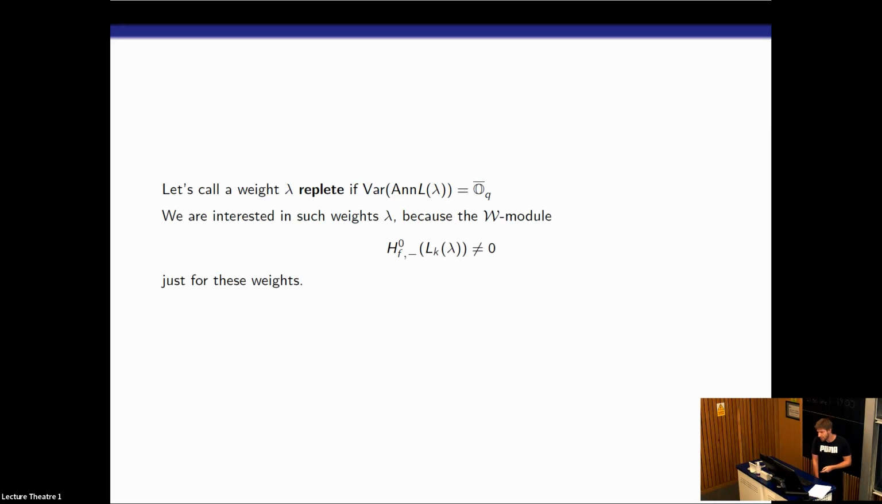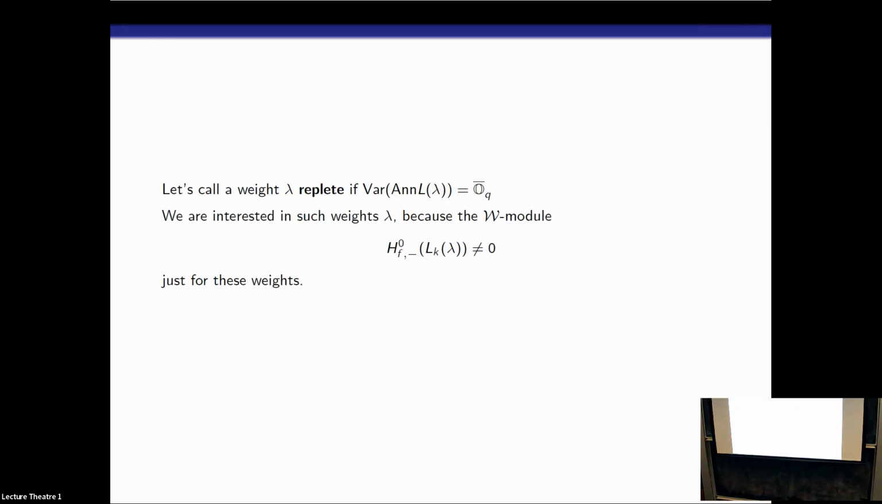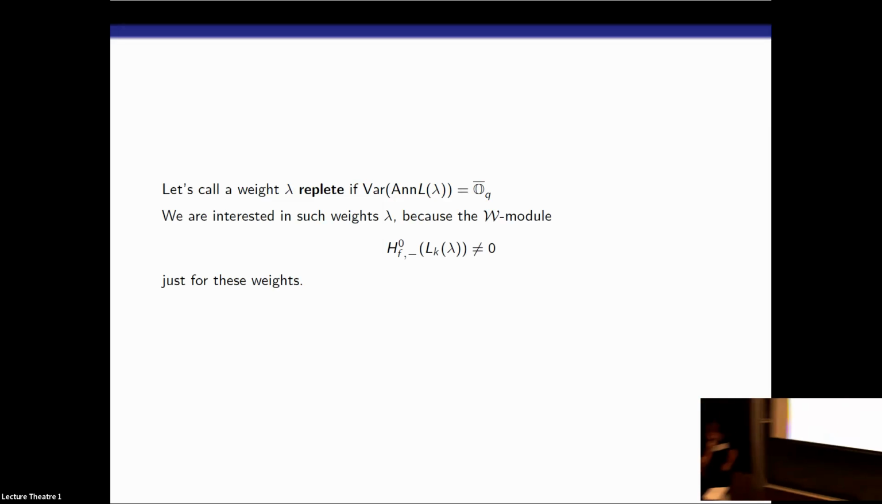So we're interested in these weights because these are precisely the weights that when you do the Hamiltonian reduction, you get something non-zero. Right? So if the variety is smaller, then when you reduce, you get 0. Okay? So this gives us a supply of modules over the affine W algebra.